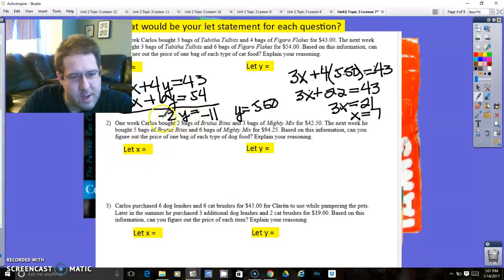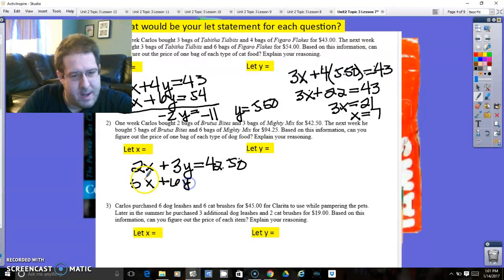All right, so for the next question, we're going to make Brutus Bites X and Mighty Mix Y. So that's 2 bags of Brutus Bites plus 3 bags of Mighty Mix equals $42.50. And the next week he's going to buy 5 bags of Brutus Bites plus 6 bags of Mighty Mix, and that's going to cost $94.25.